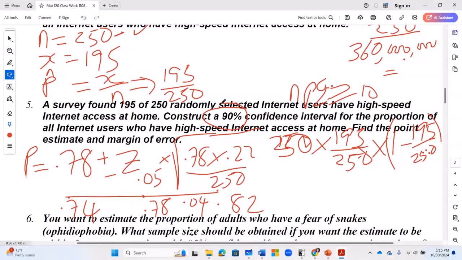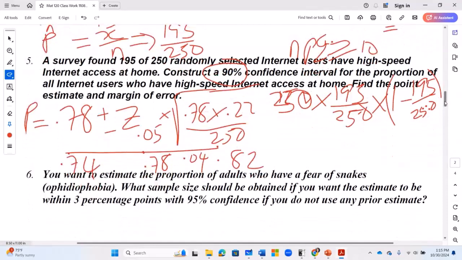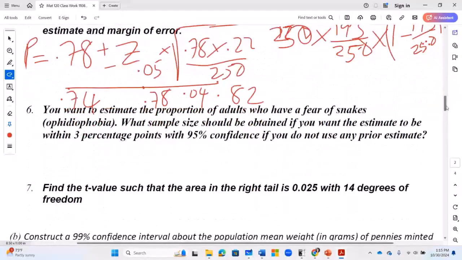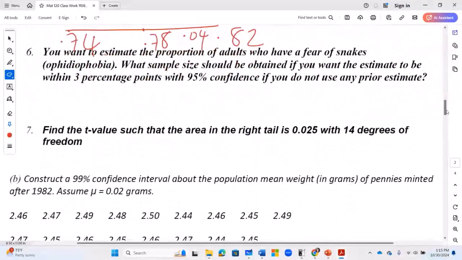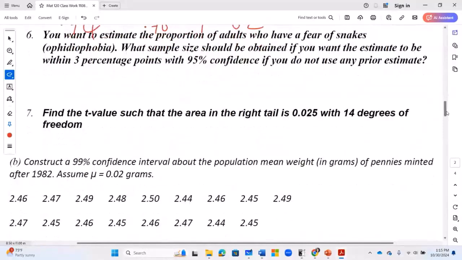Okay, so that is a real world example of population proportion. And so the next thing we want to do is calculate the sample size for proportion. I could be told to calculate the sample size for proportion.